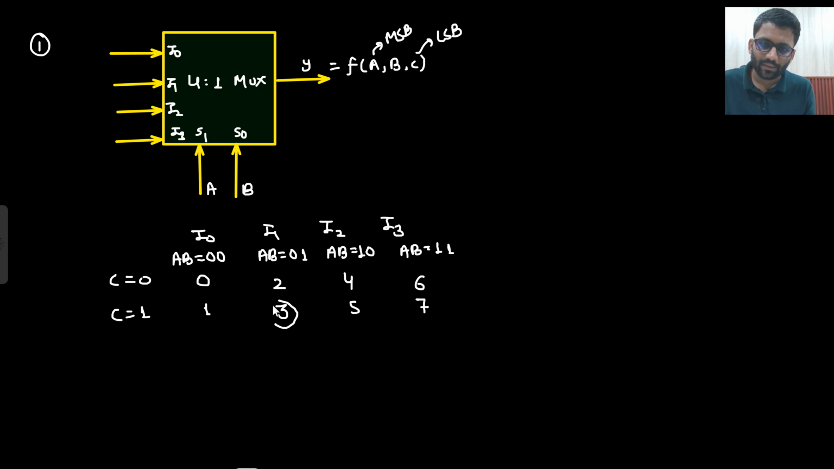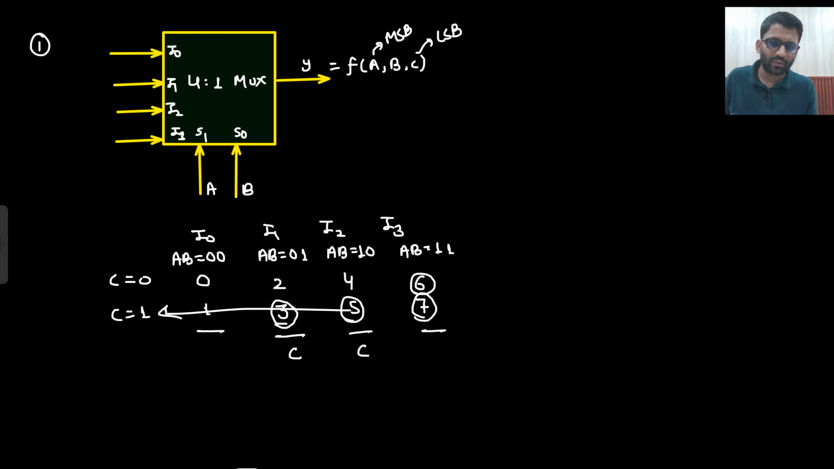So I will mark on 3, I will mark on 5, I will mark on 6 and I will mark on 7. What does that mean? From here only C should come, because C is equal to 1. Here C is equal to 1. From here as well only C should come because C is equal to 1.